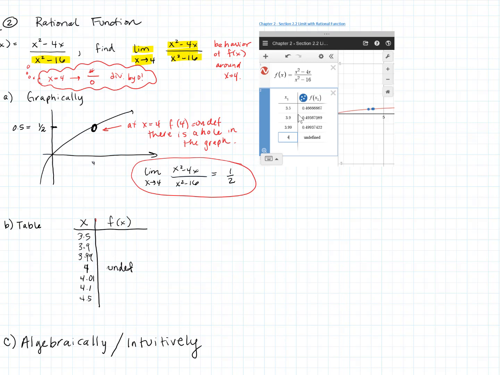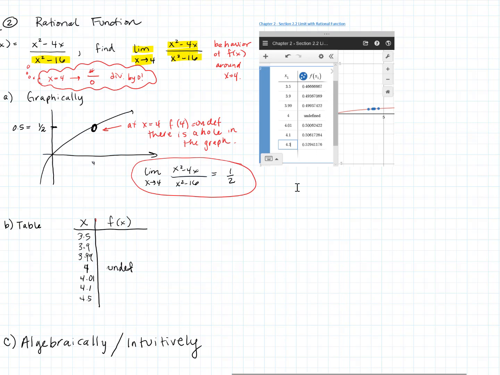And so you can see right here from the table that obviously the points are definitely approaching 1/2. And then coming on the other side, I'll type in the same points, 4.01, 4.1, and 4.5. And we can see clearly that this table coming from both directions is going to give us a limit of this function, x squared minus 4x over x squared minus 16 as x approaches 4. It is definitely giving us a value of 1/2. Okay, and so there are our two different ways that we can do this.